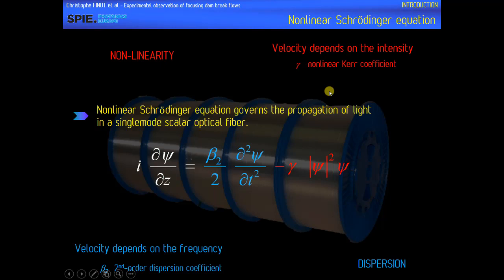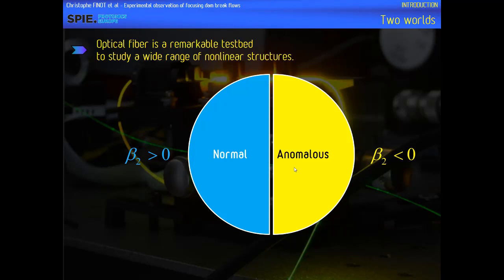So these two effects can be quite easily taken into account using an equation which seems very simple. This is the nonlinear Schrödinger equation. This equation is quite short, but as we will see, it can already predict a large range of very different nonlinear structures. And among the nonlinear structures, we really have to make the difference between what can be observed in the normal regime of dispersion, when beta 2 is positive, and what is able to exist in the anomalous regime of dispersion, when beta 2 is negative.